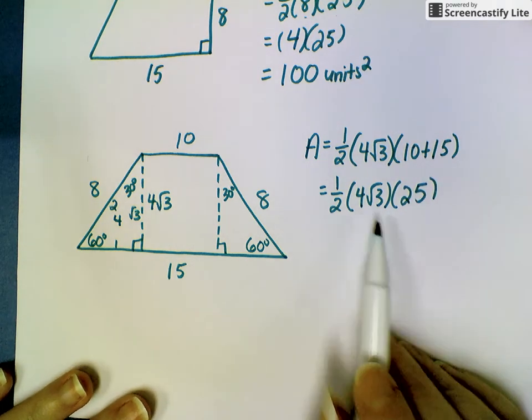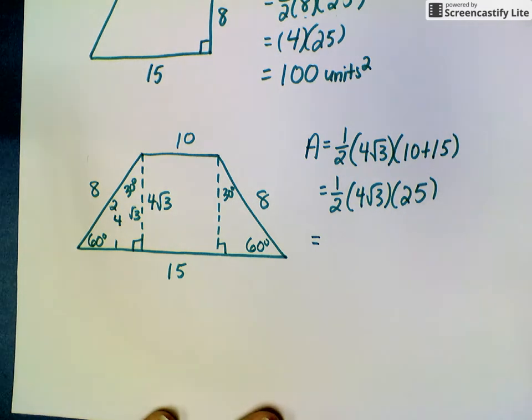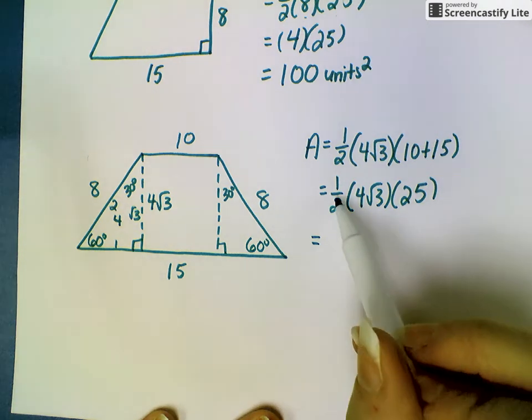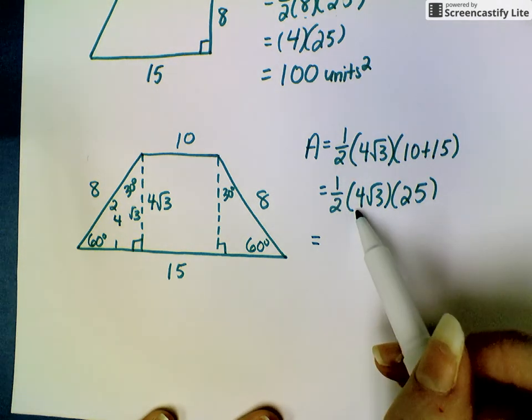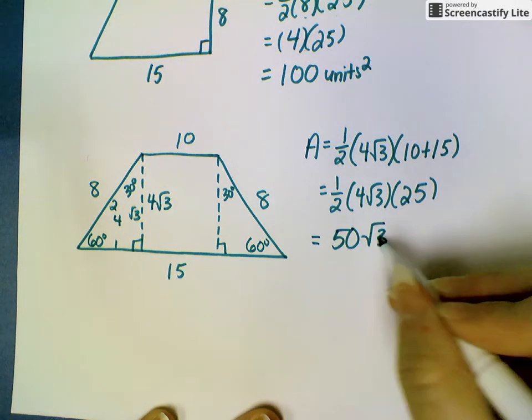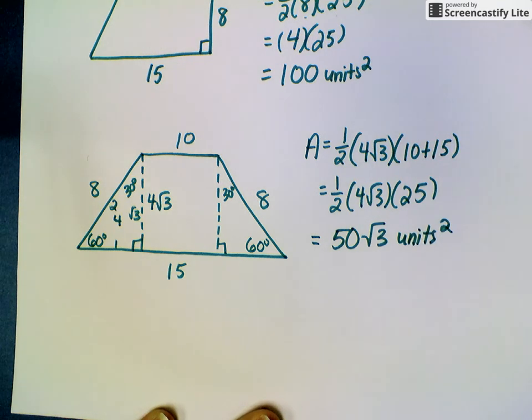Now we do have a radical 3 in here. We are going to multiply everything that we can and then keep that square root of 3 after because it can't multiply with everything else. So I have half of 4, which is 2. 2 times 25 is 50. And I'm just going to keep that square root of 3 after. So the area here would be 50 radical 3 units squared.